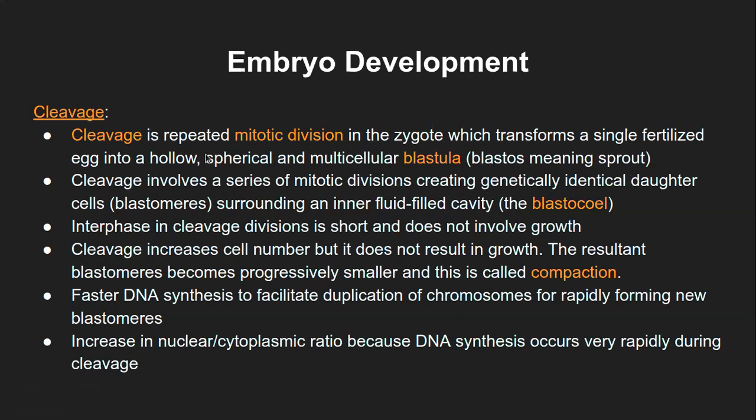All those cells which are formed in the blastula stage by cleavage of the zygote are called blastomeres, and they are all genetically identical. Obviously, it is mitotic division, so they have to be genetically identical to their parents. They surround the inner fluid filled cavity called the blastocele.